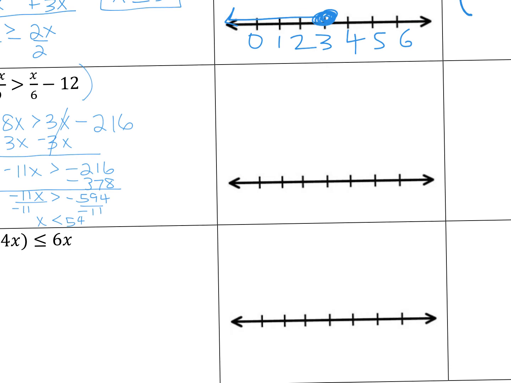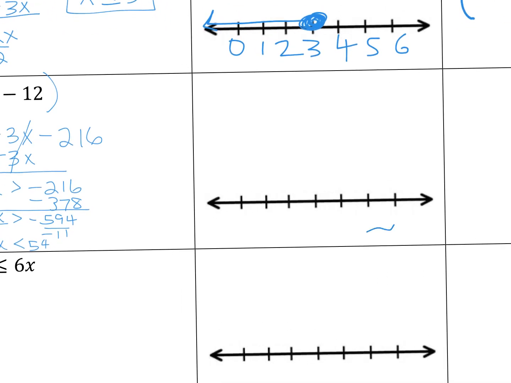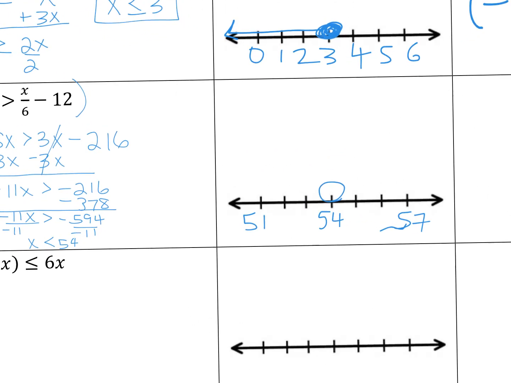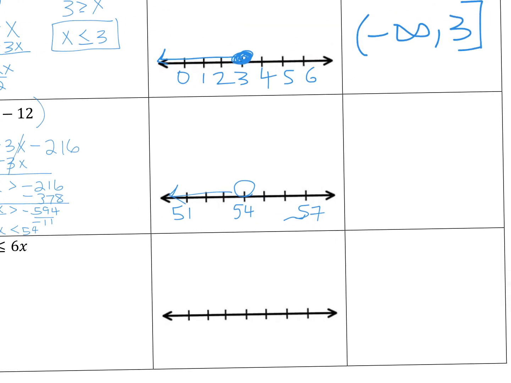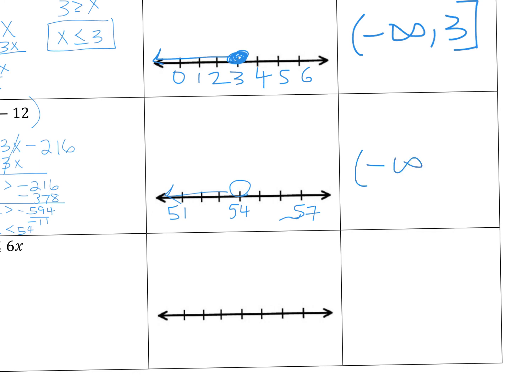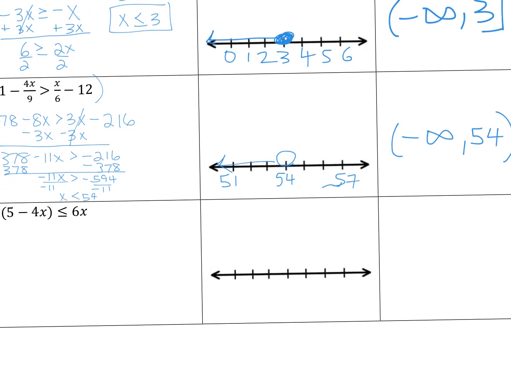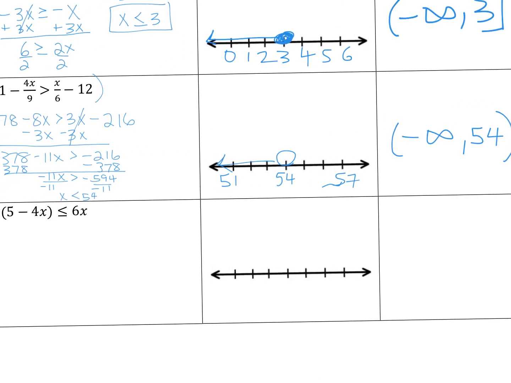So when I go to my number line, I put 54, we can put 57 and 51, we can do it like that, so we don't label everything. And then this is another open circle. It says x is less than 54, so it goes to the left. So again, it goes to negative infinity and up to 54, but 54 is not included because it is not less than or equal to, it is just less than.